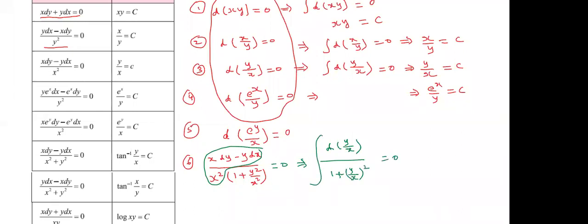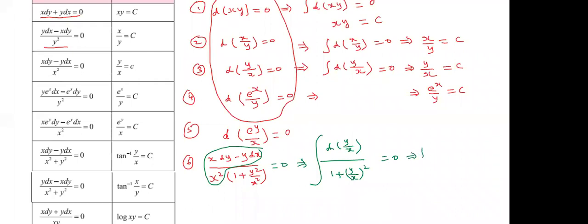Apply the integration. What happened here? y by x is equal to t. So then the derivative of y by x will come. That means this is in the form of integration f dash of x by 1 plus f square of x.